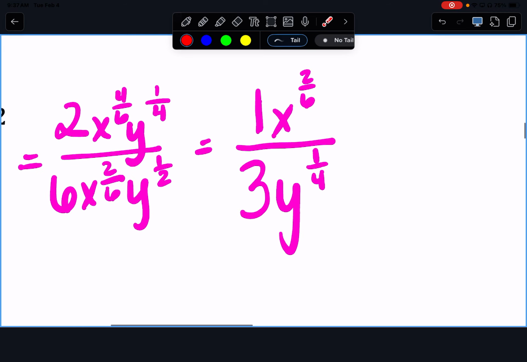The x didn't go to the bottom because we got a positive there. 4/6 minus 2/6 is 2/6, so it stays in the numerator. But then 1/4 minus 1/2 is negative.